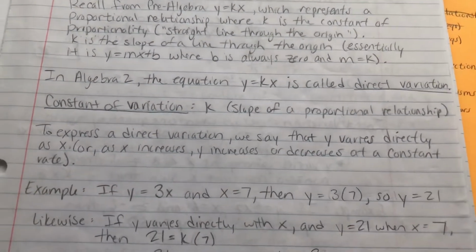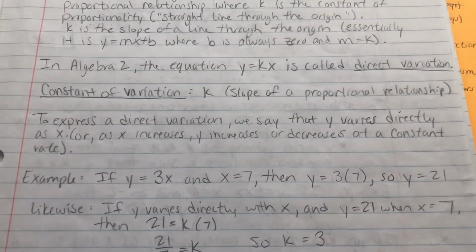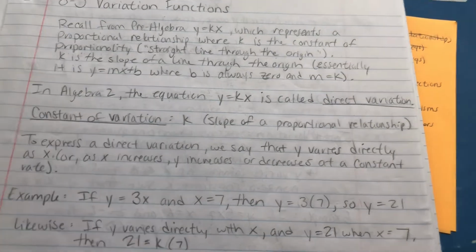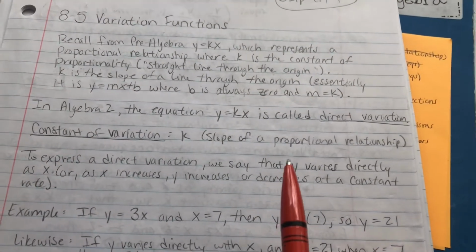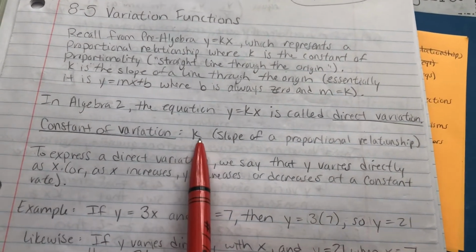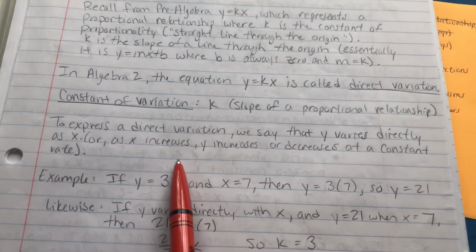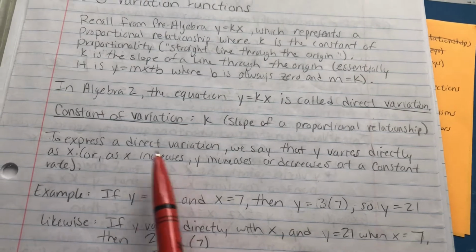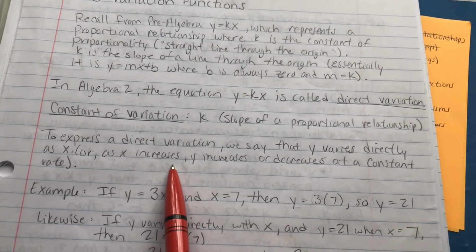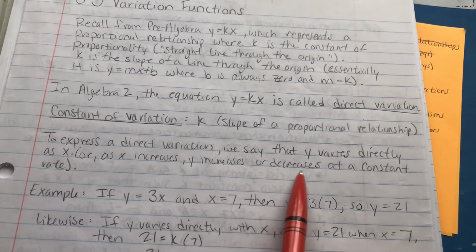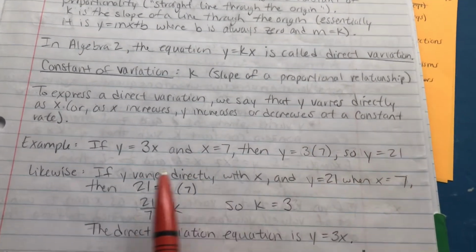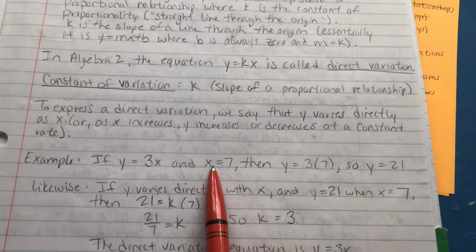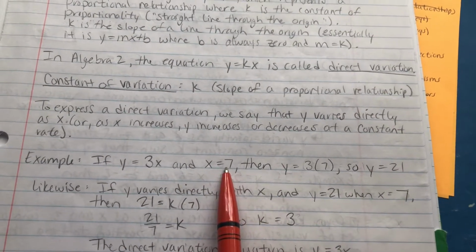Okay, so a review of the definition: constant of variation, or technically we learned it as constant of proportionality in 6th grade. That's just the slope of a proportional relationship. They're going to use your k. To express a direct variation, we say that y varies directly as x, which means as x increases, y increases or decreases at a constant rate. So here's an example. If we have the equation y equals 3x, and we know that x equals 7, then y has to be 21.